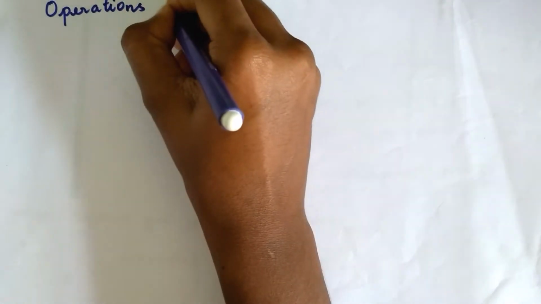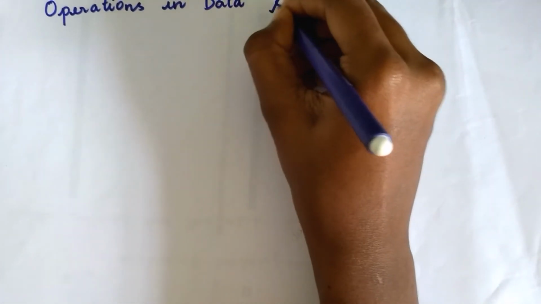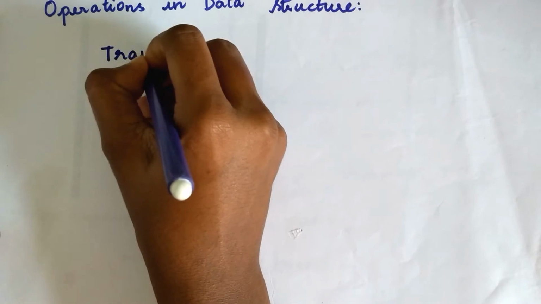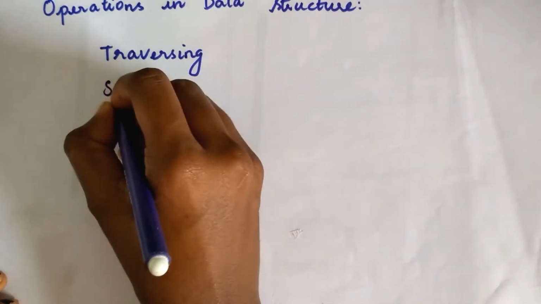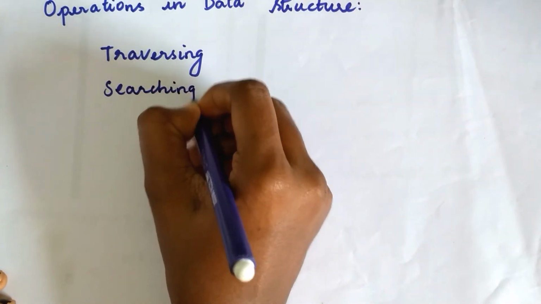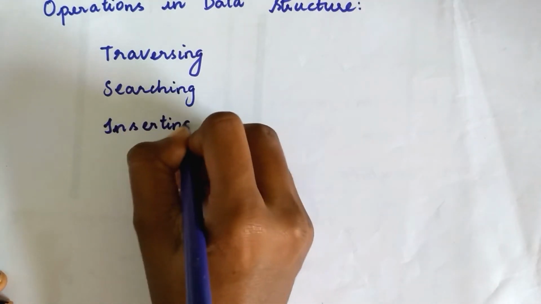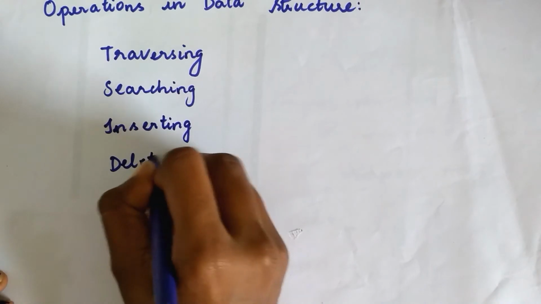Now coming to the operations in data structure. What are the operations we have in data structure? In data structure, we actually perform four basic operations. What are those? Traversing, searching, inserting and deleting. So these are the four basic operations in data structure.